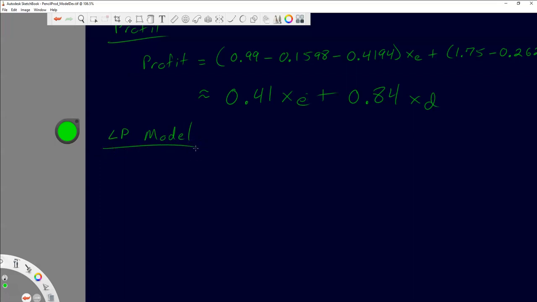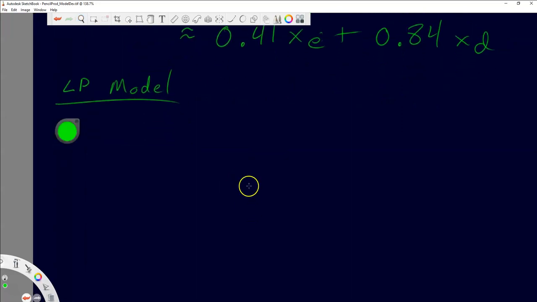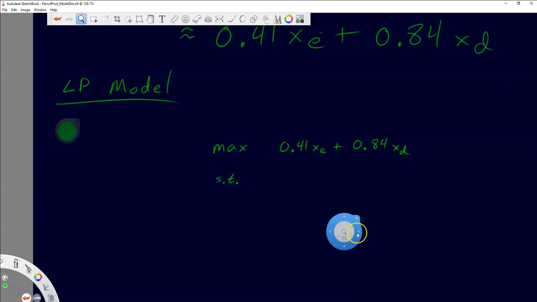Alright, so our linear programming model, what we're building up for here, is we need to write a model that describes first the objective function. Well, we're trying to maximize profit, we said. So that will be to maximize the profit, but I don't want to write profit here. I want to write this expression up here. So we'll say maximize 0.41 x sub e plus 0.84 x sub d. And then we'll say subject to, and we will list all of our constraints here.